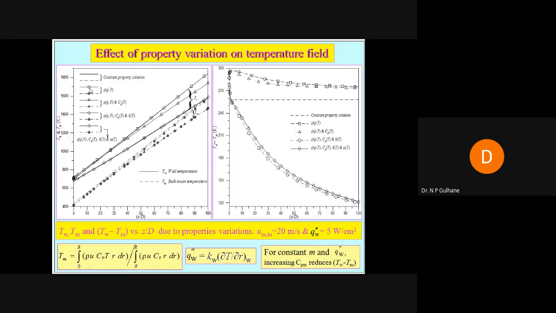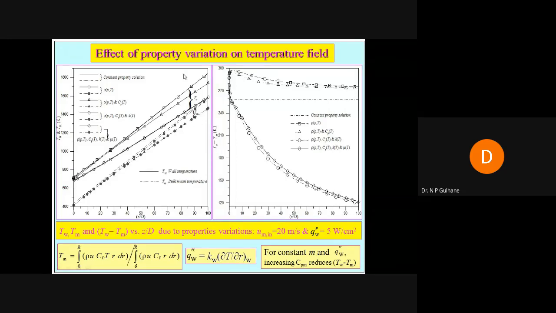And then the effect of property variation on the temperature field. You can see constant property, and you can see density variation. Density is coupled with Cp, density is coupled with Cp and K, and all property variation together, right? So these are the wall temperatures and these are the bulk mean temperatures, based on the enthalpy balance. So this is completely tabulated for the density variation. This is a complete numerical simulation for this type of profile, right? Where the bulk mean temperature is calculated by this equation. Heat flux is written as this one, Kw times the temperature gradient at the wall.